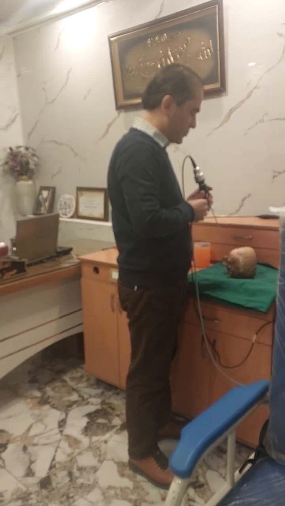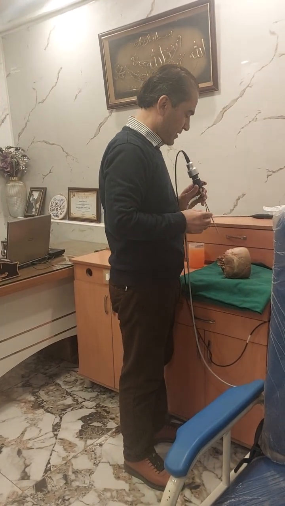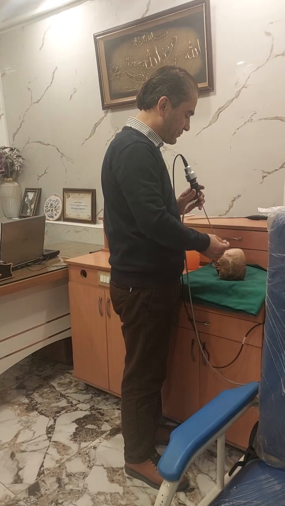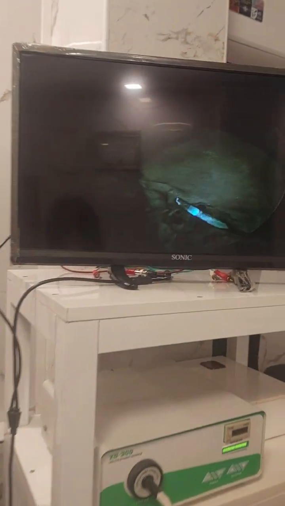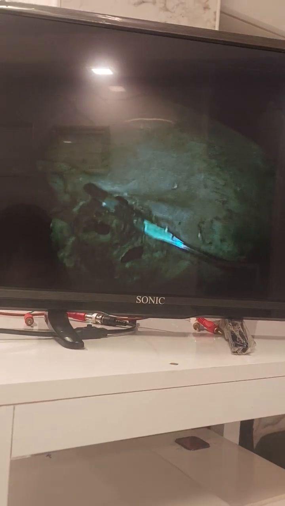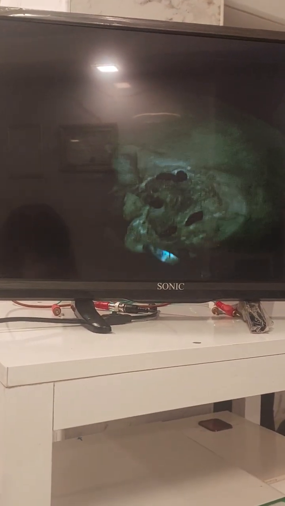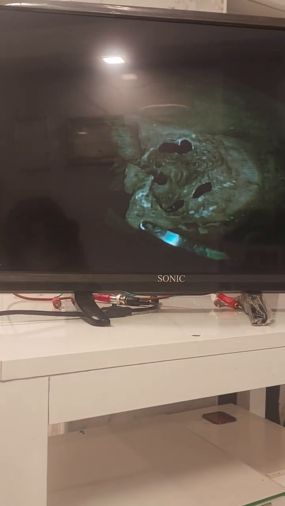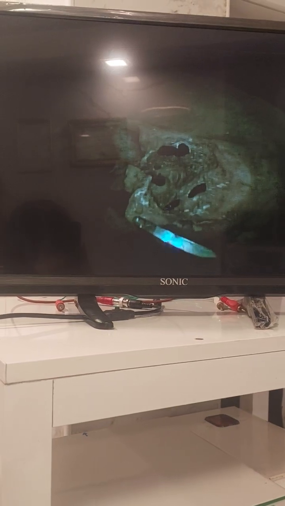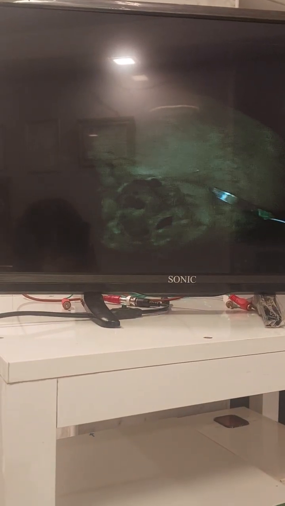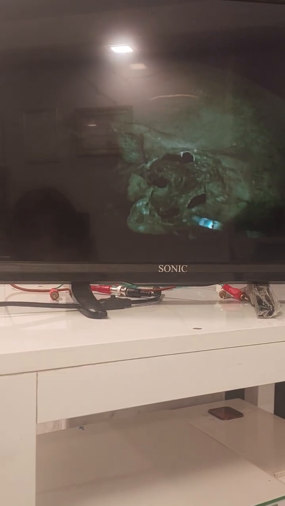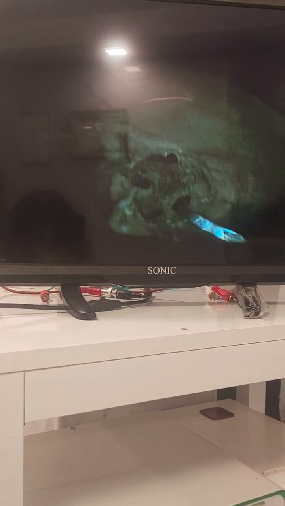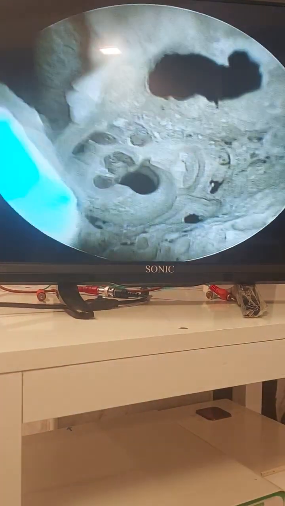Now I will introduce the scope inside the external canal. Can you see? This is the zygoma. Okay, this is the mastoid projection, the mastoid tip. This is the temporal line. Now this bone is being dissected by me for educational purposes. Now I will introduce my scope. Can you see?